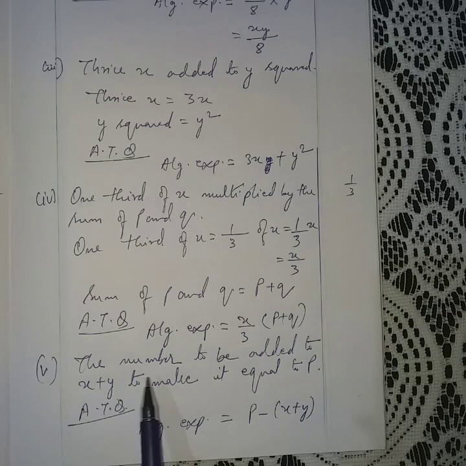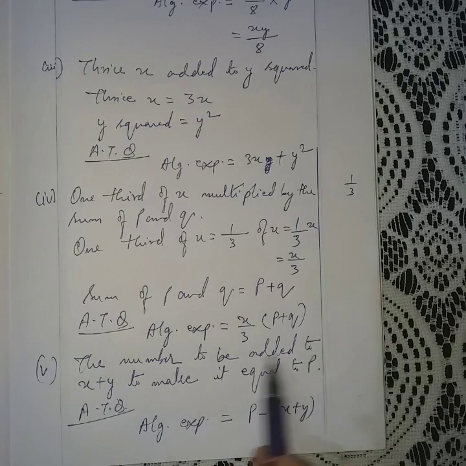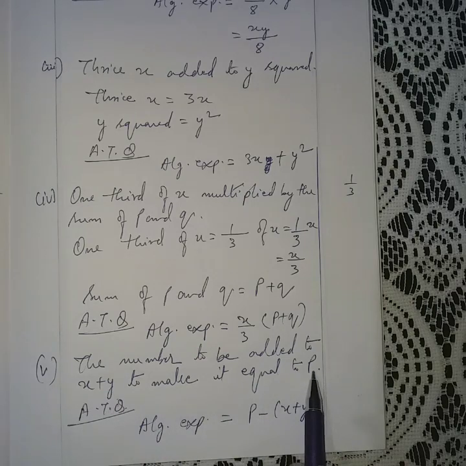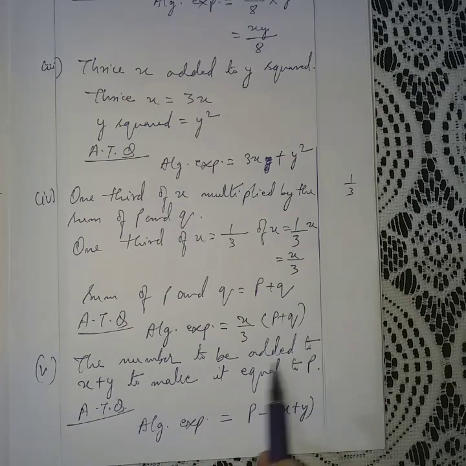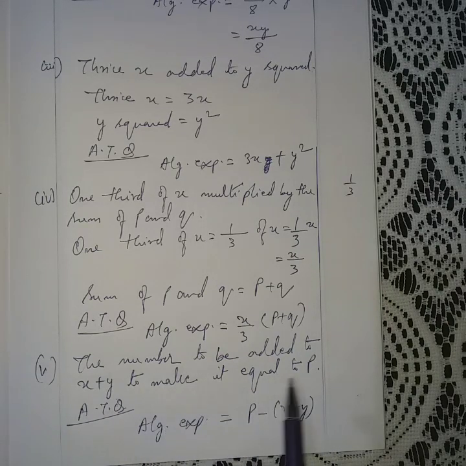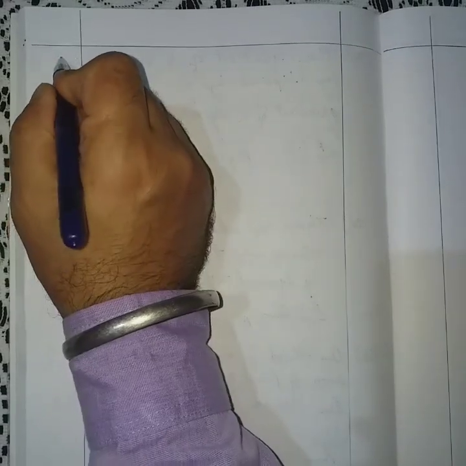Did you understand? The number to be added to 5, suppose, to make it equal to 6, then what will you do? 6 minus 5 you will do, no? The number to be added to 5 to make it equal to 6, that number you will get by subtracting 6 minus 5. Yes or no? Same thing I have done here: p minus x plus y to get the algebraic expression. Okay. 6 number.